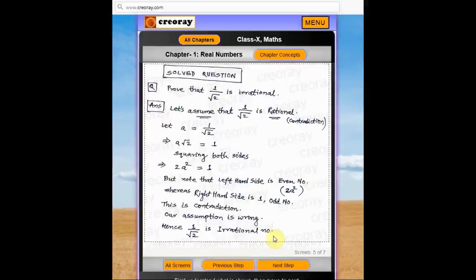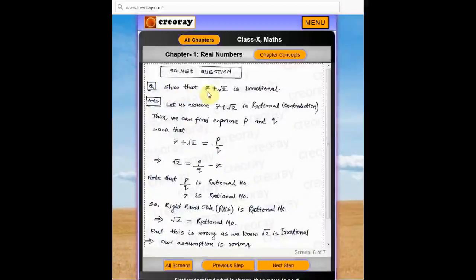Let me take one more question on the same lines. Show that 7 plus root 2 is irrational. What is the first step? You have to take an assumption. Let's assume that 7 plus root 2 is rational, and later on we'll show that it is irrational. So let us assume 7 plus root 2 is rational. Then we can find coprime p and q such that 7 plus root 2 equals p by q. This is a general form of p by q.